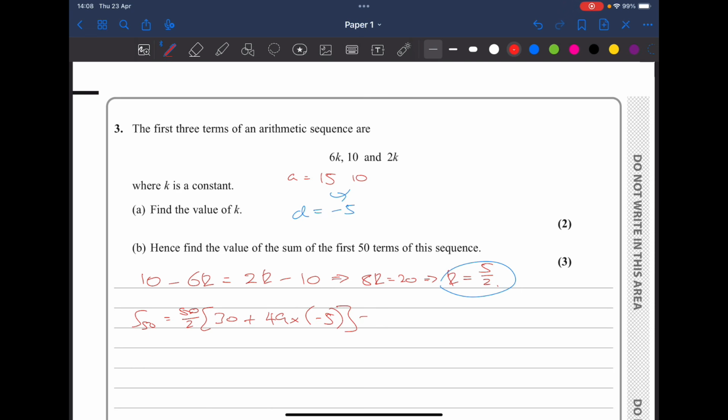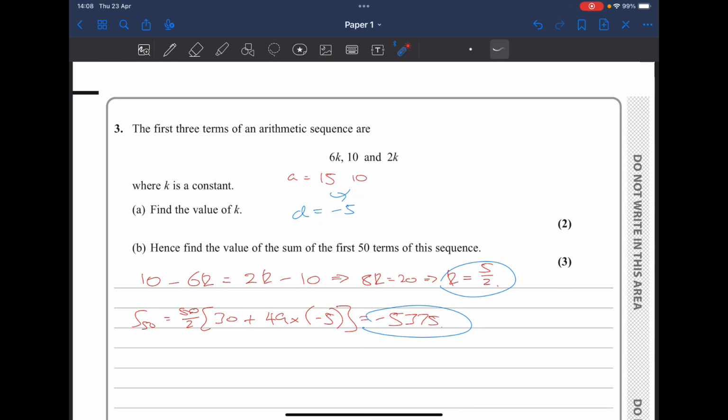So let's stick that all in the calculator. So we've got that 25 at the front of the brackets of 30, take away 49 times 5, gives us negative 5,375. So that looks good. Like I said, I will double check these at the end just to make sure everything's fine. But this all looks good to me.